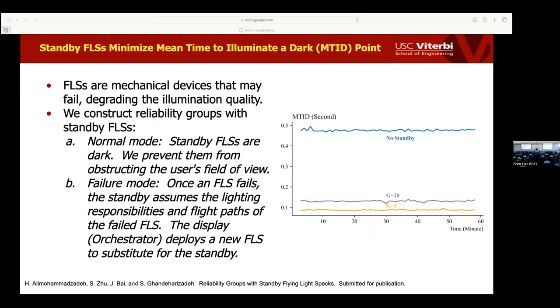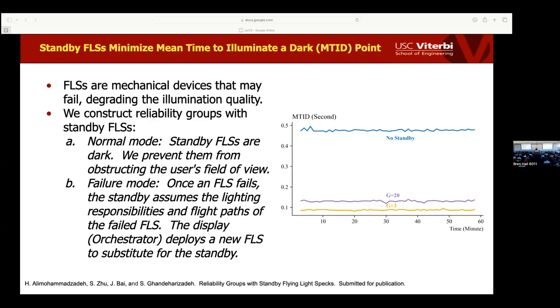Every time an FLS fails, a point in the point cloud goes dark. That's what it means, because an FLS is illuminating a point of the point cloud. So the question is, go ahead, Pat. So if the standby or the redundant one is sitting on a cell close by, is it illuminating from there, or is it moving into the space of the cell of the FLS that failed?